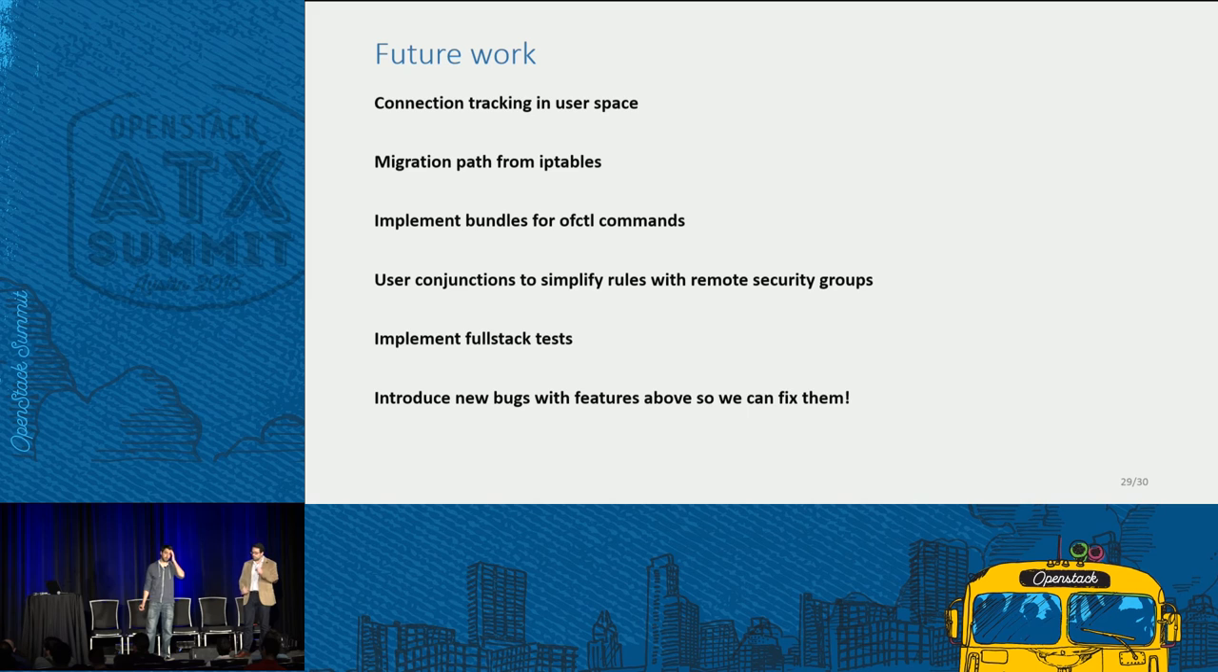We also need to come up with a plan for how to migrate existing deployments that use the iptables firewall driver to the OVS one. One of the things that could improve performance of the OVS firewall driver would be implementing conjunctions. That means when you have any remote security groups, you can basically put them all together and have one flow or set of flows for all those addresses that you would like to get your connection to.